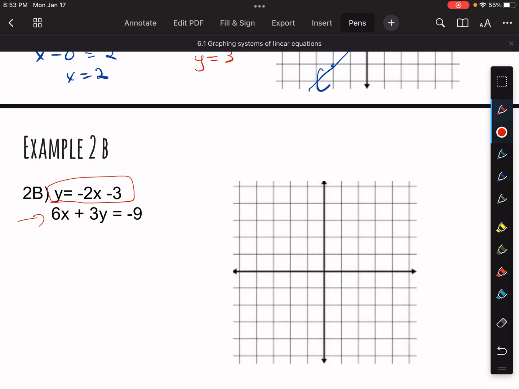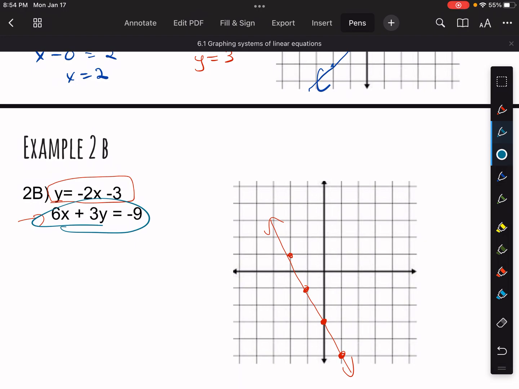So for the first one, it would be negative 3 is the intercept. And then it's going down 2 over 1, back 2 over 1. Get something that's looking like this. Okay. And then we'll do the other one, this other color here.